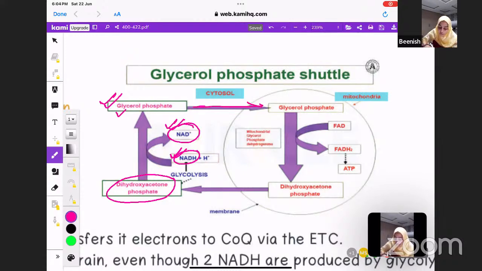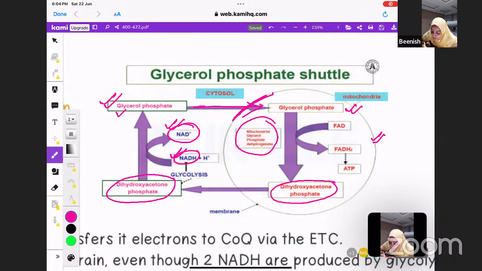Now, this glycerol phosphate can cross the inner mitochondrial membrane. Okay, this is the mitochondria, and this is the inner mitochondrial membrane. So, glycerol phosphate is able to cross this membrane. Now, again, in the mitochondrial matrix, because of the enzyme mitochondrial glycerol phosphate dehydrogenase, this glycerol phosphate is going to change back into dihydroxyacetone phosphate.